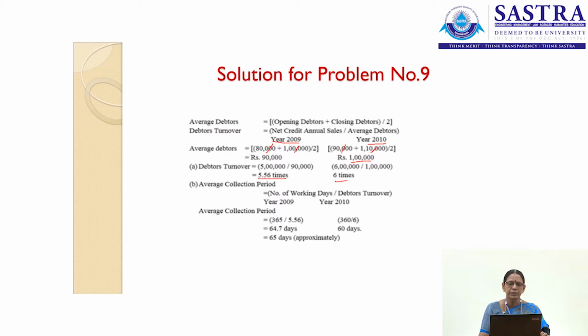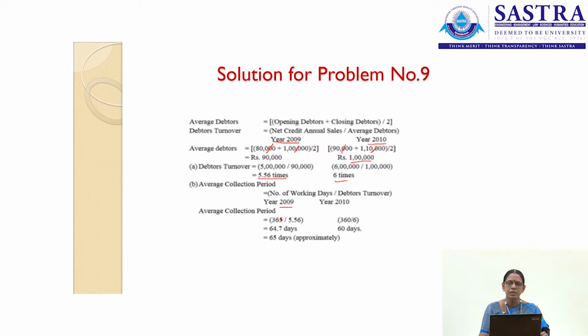Average collection period is the number of working days in a year divided by the debtors' turnover ratio. For 2009, we have 5.56 times. So we take 365 days divided by 5.56. Even we can take 360 days here. It will be 64.7 days.